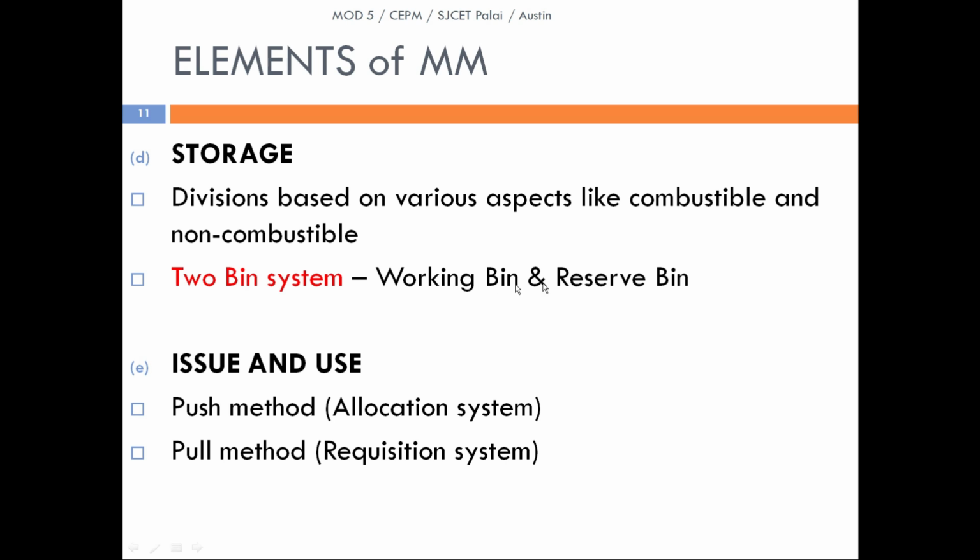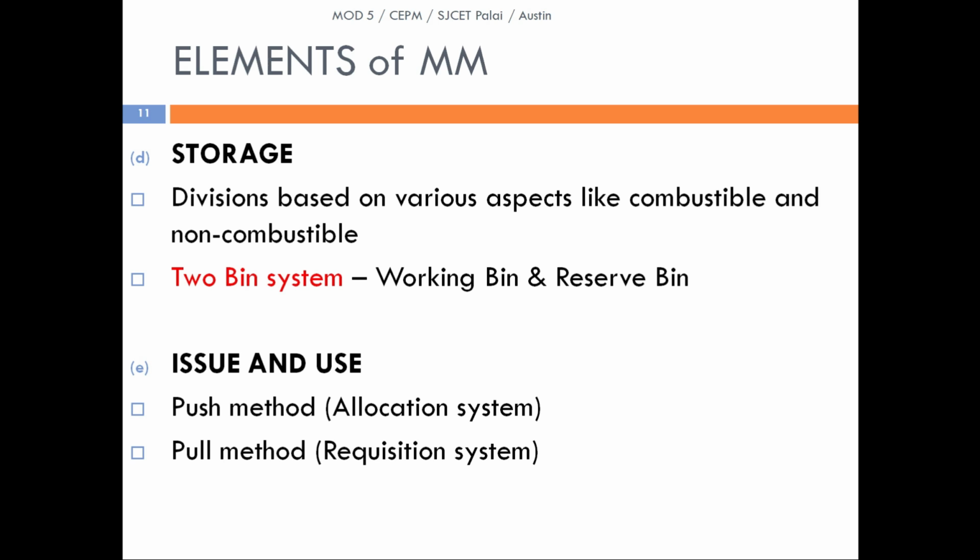So this is the methodology that is being followed in material management, a good method, and that is said to be the 2 bin system, in which one is the working bin, another one is the reserve bin. The next one is issue and use. So once we have stored, we have to utilize that upon request. So there can be 2 methods. First one is the push method and the second one is the pull method. Push method is also known as the allocation method, and pull method is said to be the requisition method.